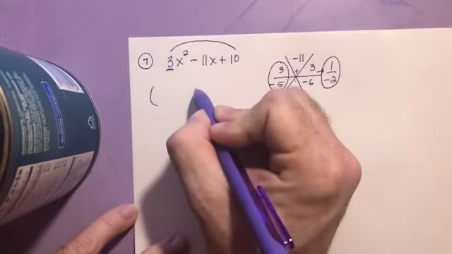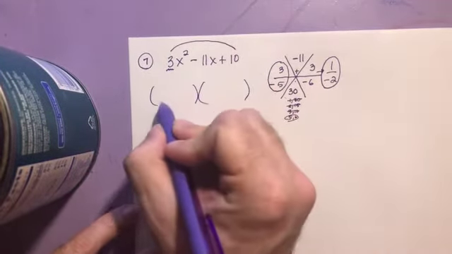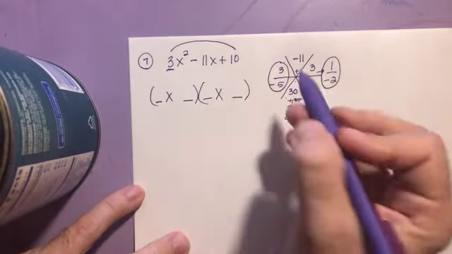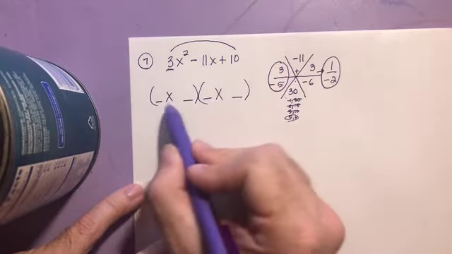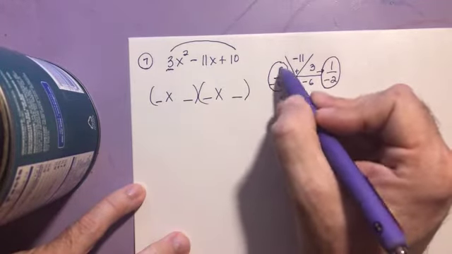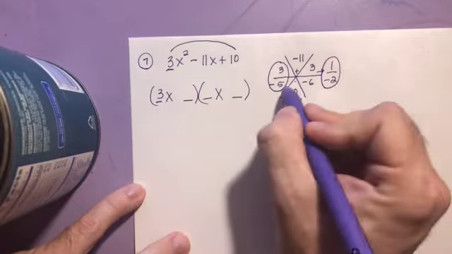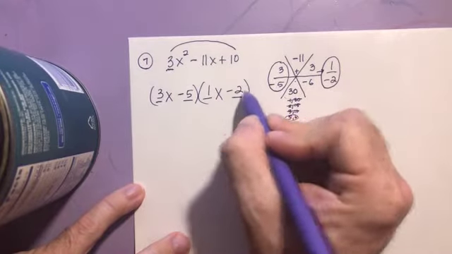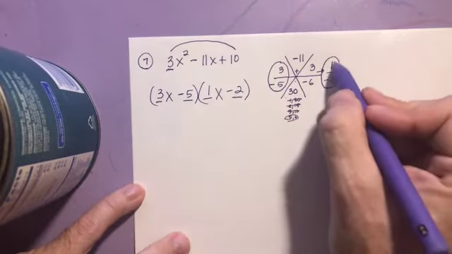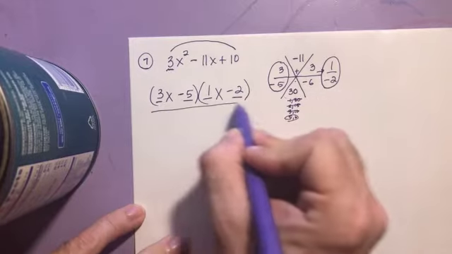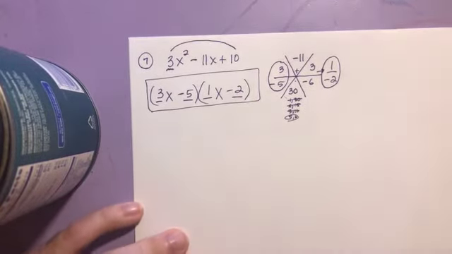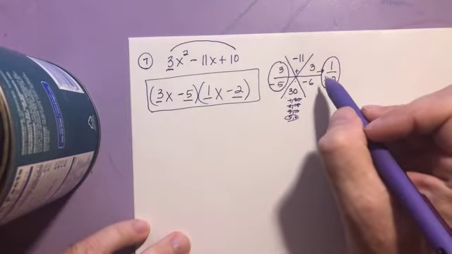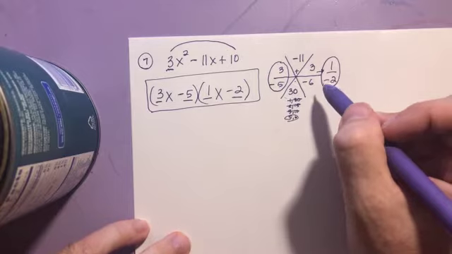You need 2 numbers. So the idea here is that it's blank x plus blank x plus blank. So there's 4 blanks now, 2 for each parentheses, and those 2 come from these fractions. So 3x and then minus 5, and then 1x and then minus 2. So top to bottom, left to right. Top to bottom, left to right. Done. Right?